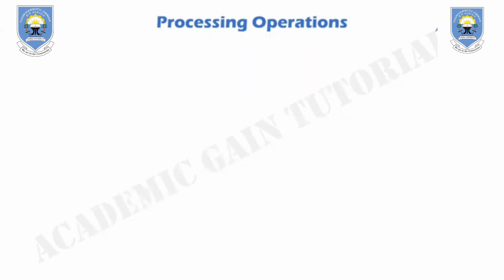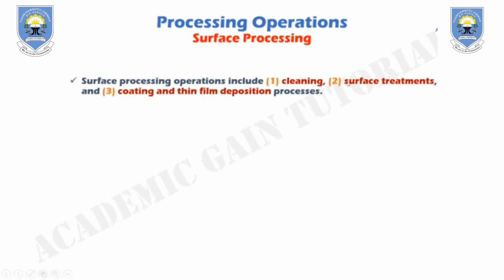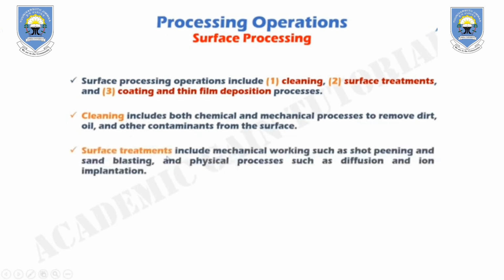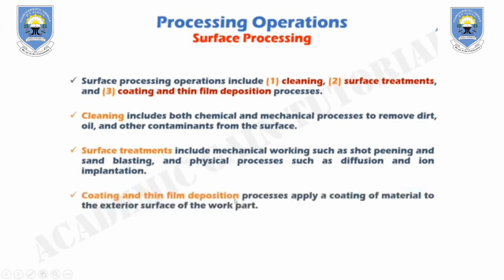Surface processing operations include cleaning, surface treatments, and coating and thin-film deposition processes. Cleaning includes both chemical and mechanical processes to remove dirt, oil, and other contaminants from the surface. Surface treatments include mechanical working such as shot peening and sandblasting, and physical processes such as diffusion and ion implantation. Coating and thin film deposition processes apply a coating of material to the exterior surface of the work part. Common coating processes include electroplating, anodizing of aluminum, organic coating, painting, and porcelain enameling. Thin film deposition processes include physical vapor deposition and chemical vapor deposition to form extremely thin coatings of various substances.